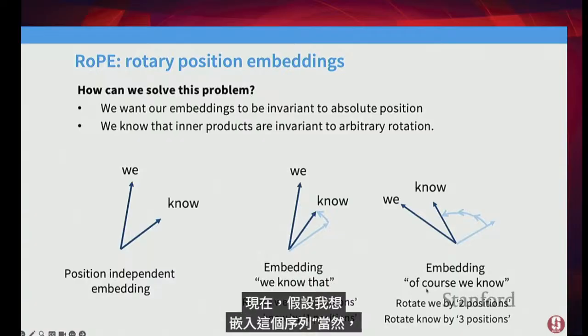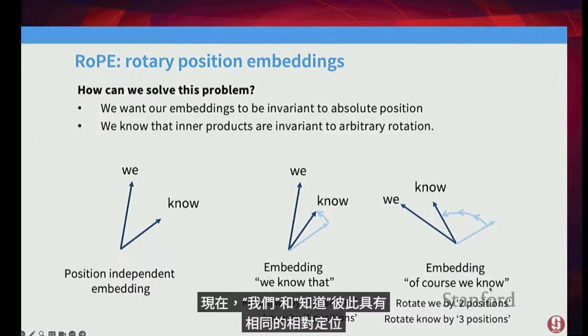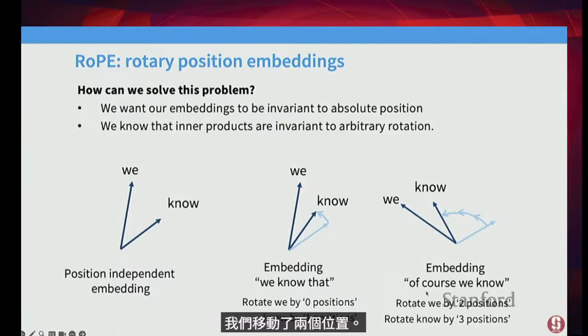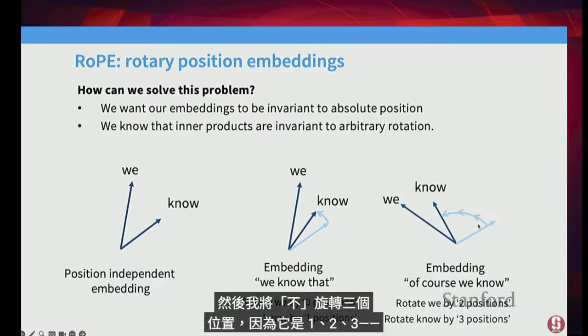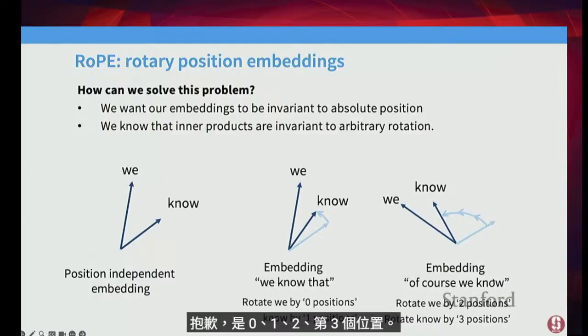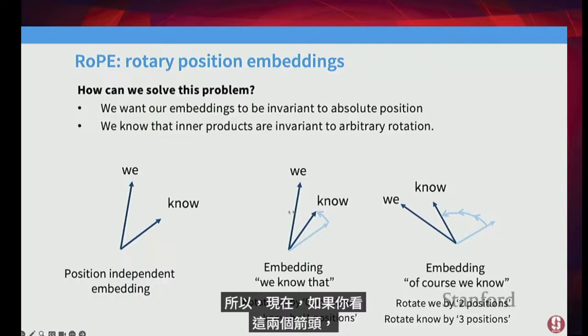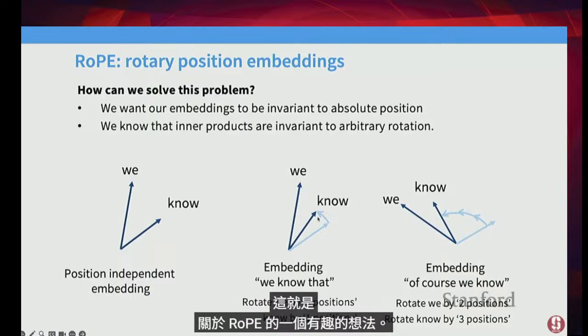And now let's say I want to embed this sequence, "of course we know". Now "we" and "know" have the same relative positioning to each other. And so let's look at what happens. "We" gets shifted by 2 positions. I start in this vertical position and I rotate it twice, 1 and 2. And then I rotate "know" by 3 positions because it's 0, 1, 2, third position, right? And so now if you look at these 2 arrows, they have the same relative angle, right? So their inner products are preserved. And so this is kind of the nice fun idea about RoPE.